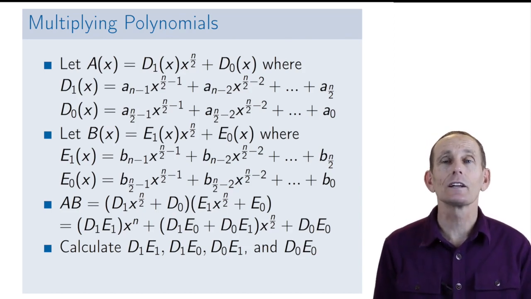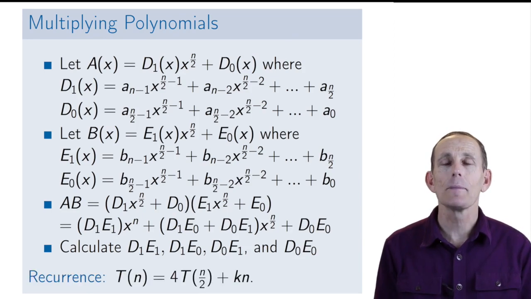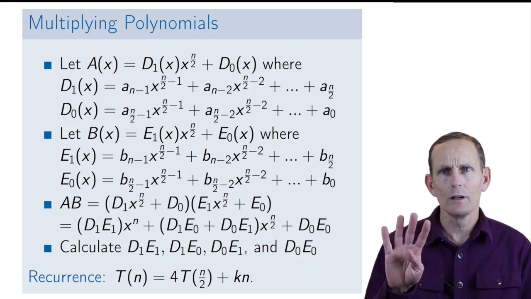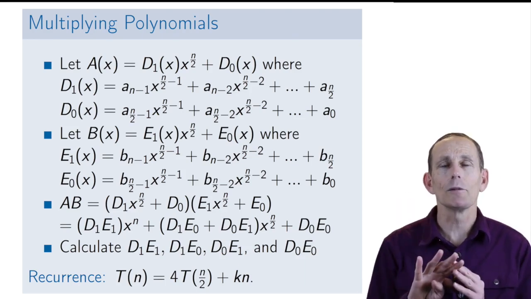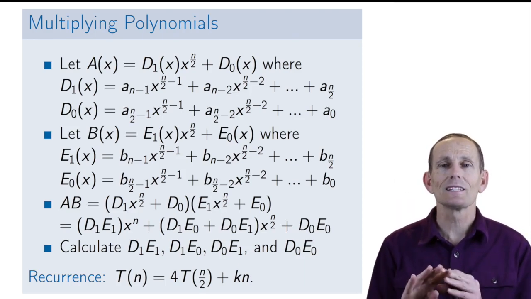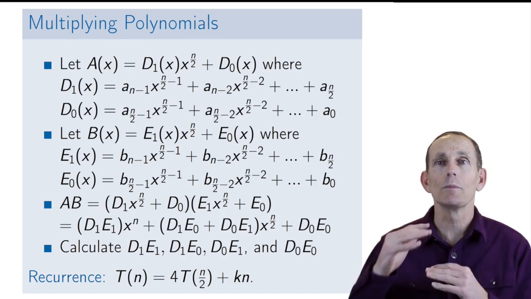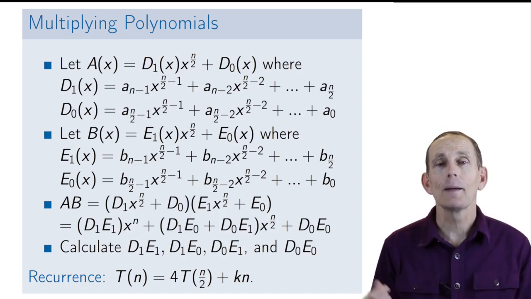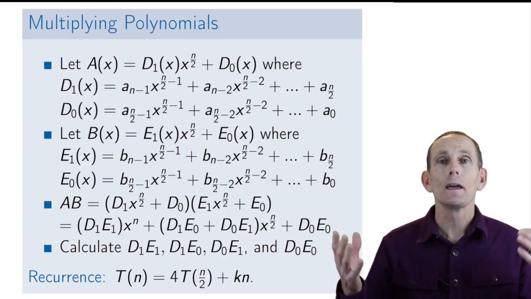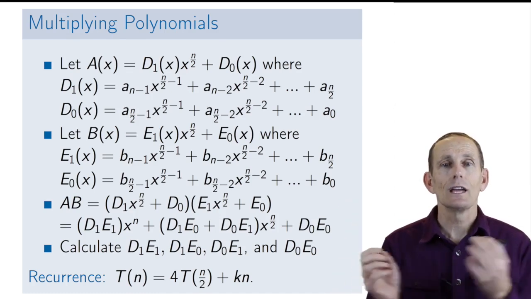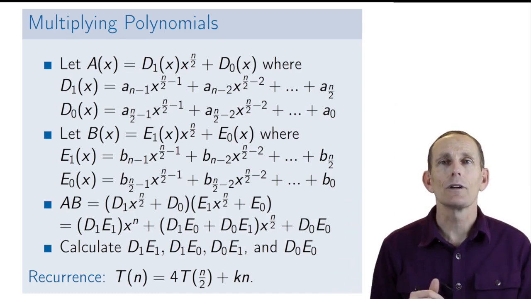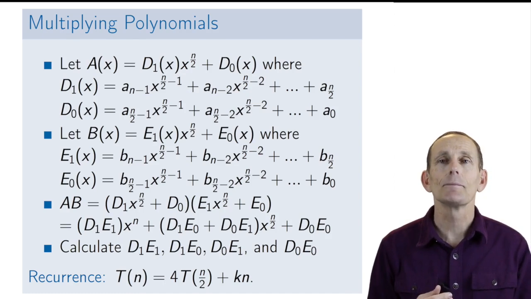So that gives us a divide and conquer problem. Its runtime is T(n) equals 4 T(n/2). Why 4? Because we're breaking into 4 subproblems. Each of them takes time T(n/2) because the problem has been broken in half. Plus then, in order to take the results and do our addition, that's going to take order n time. So some constant k times n.